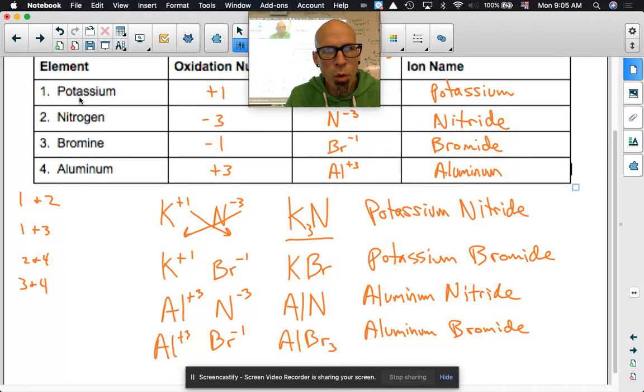Can 1 and 4 combine to form a compound? Can potassium and aluminum form a compound together? No, because one is a plus and the other is a plus. They're both positives. They're not going to attract. They're going to repel. It's only opposites that attract. That's what ionic compounds do: oppositely charged ions that combine because of their mutual attraction. All right, so there's that.